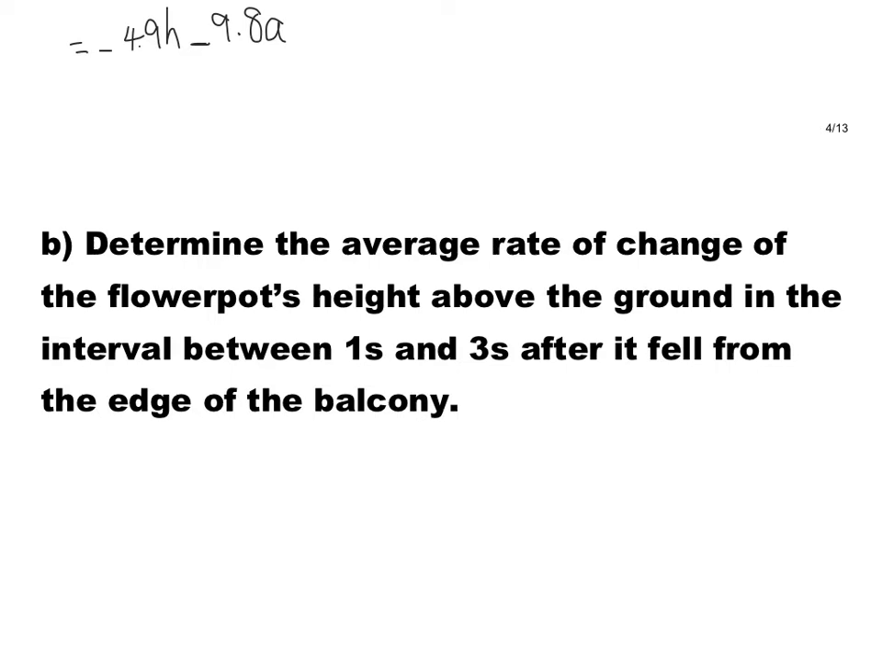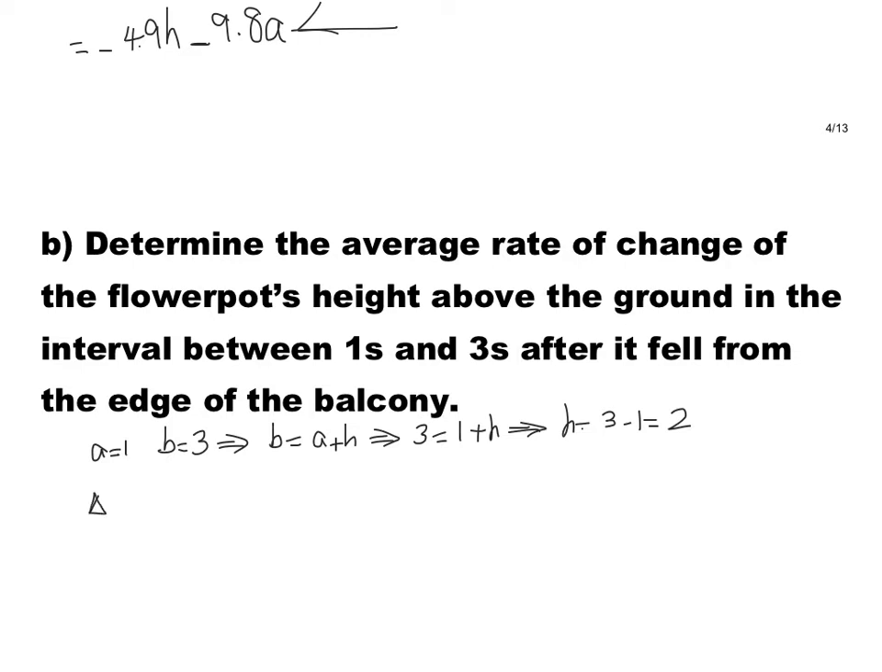Since 1 is less than 3, we can say that A is equal to 1 and B is equal to 3. So from here, we know that B is equal to A plus H. So we know B is 3, A is 1. So from here, H is 3 minus 1, which is going to be 2. Now I'm going to go ahead and use this formula to find the average rate of change.